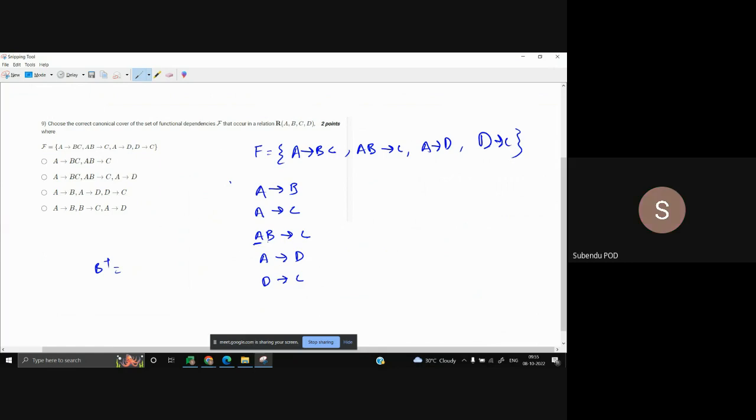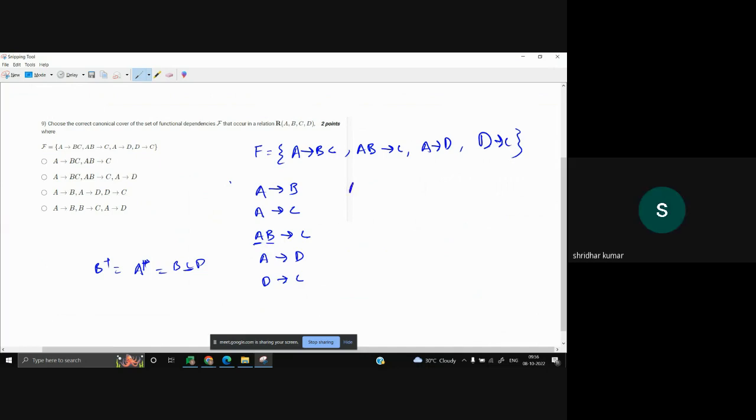Now we have to find whether B is an extraneous attribute or not. So we find the A closure. What will we get? B, C, D. So C is appearing, so we can say that B is an extraneous attribute. Up to this is clear.